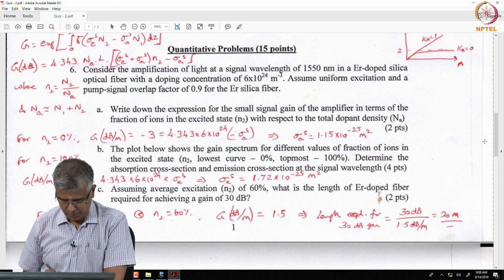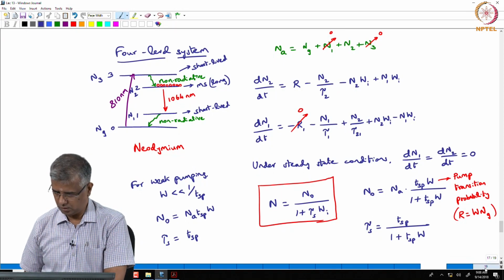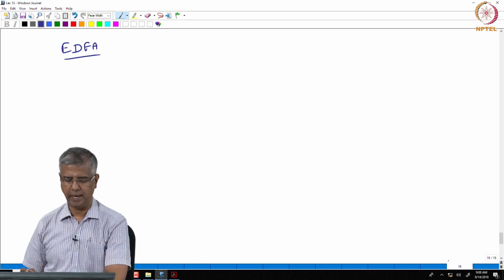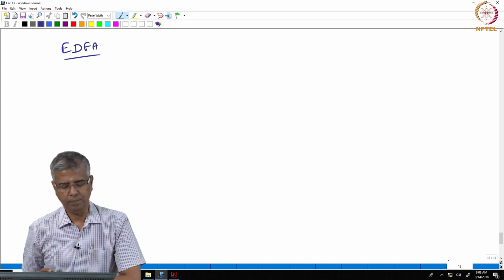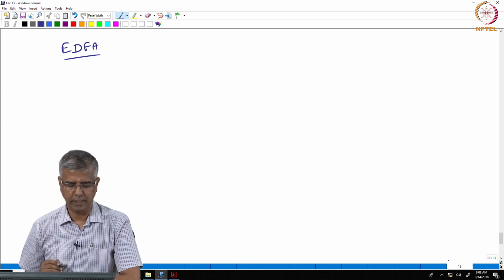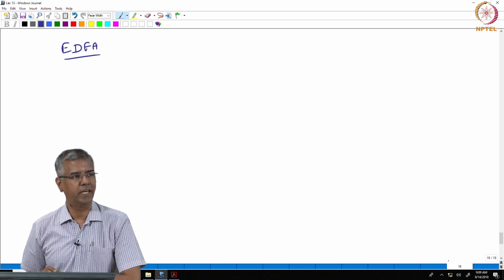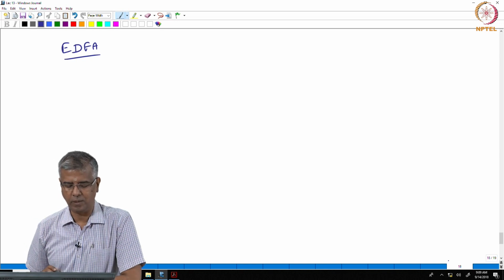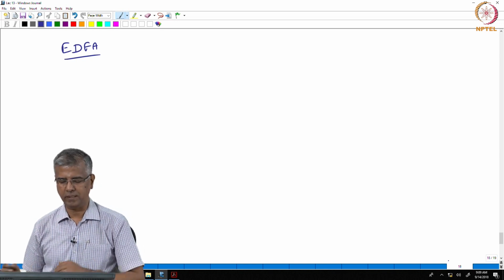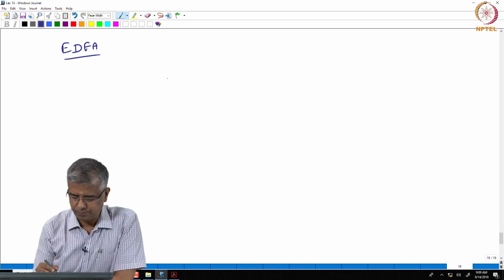Okay. And before we get to that, I just want to give you a general idea of the construction of an EDFA. So, some of you did an experiment with EDFA. You constructed an EDFA and you even demonstrated that you could get light amplification using this erbium doped fiber amplifier. But let us just look at this in a little more detail than what we have done so far.